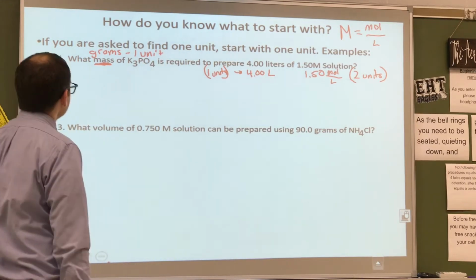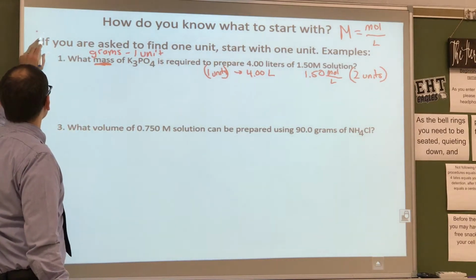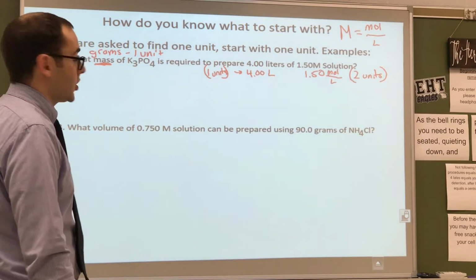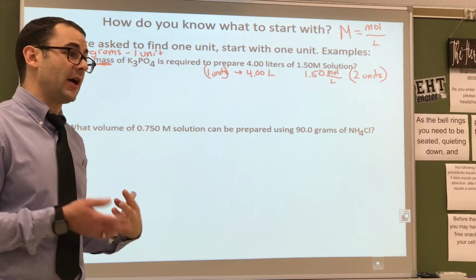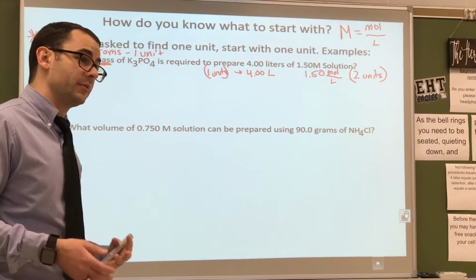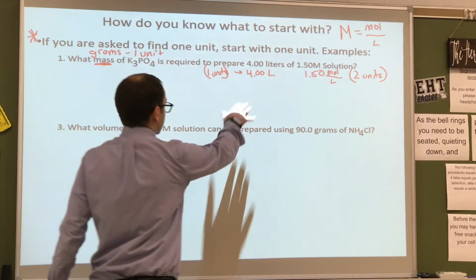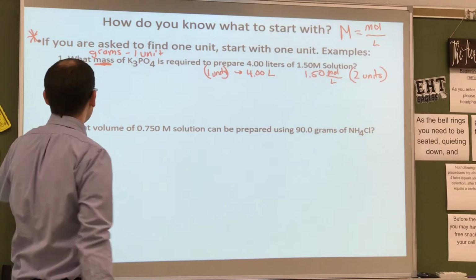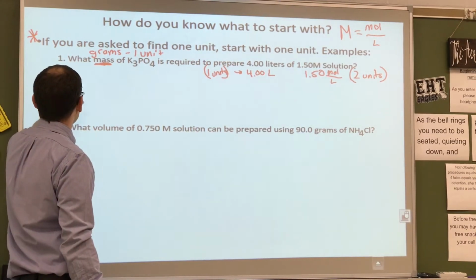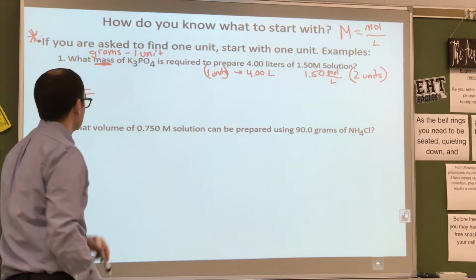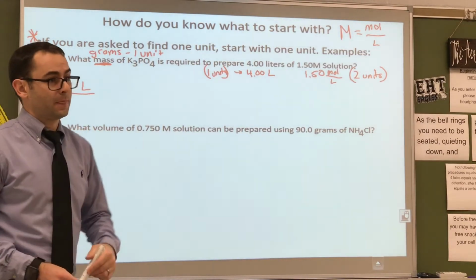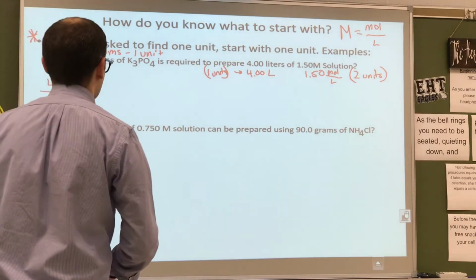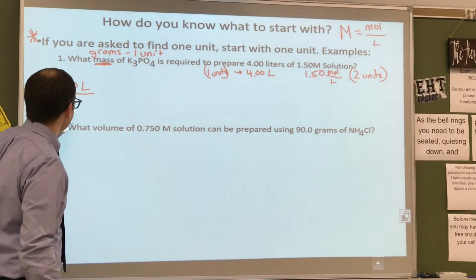All right? So if we look at this rule, it says if you're asked to find 1 unit, you're going to start with 1 unit. All right? We're asked to find 1 unit, right? We're looking for grams. So out of the 2 things that are given, which of these also has 1 unit? Yeah, the 4 liters. So we're going to start with that. All right, 4 liters. 4 liters of what? It's 4 liters of water. All right. Okay, so we started with this.